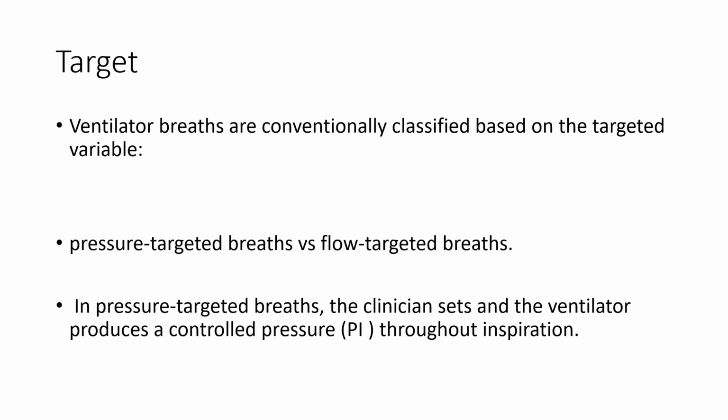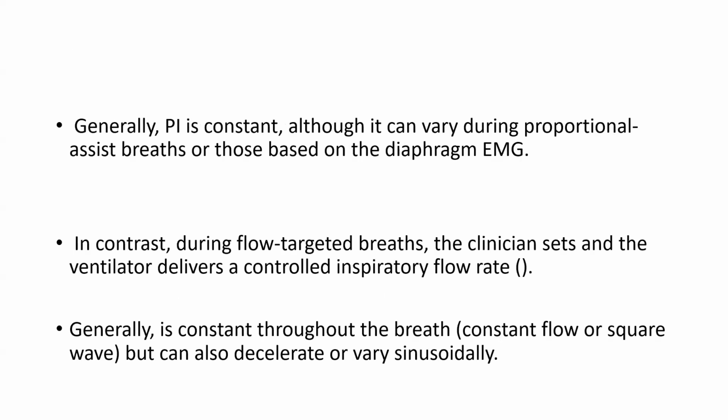The next is target. Ventilator breaths are conventionally classified based on the targeted variable: pressure targeted breath versus flow targeted breath. In a pressure targeted breath, the clinician sets the ventilator, and it produces the controlled pressure throughout inspiration. Generally, inspiratory pressure is constant, although it can vary during proportional assisted breaths and those based on diaphragmatic EMG. In contrast, during a flow targeted breath, the clinician sets and the ventilator delivers a controlled inspiratory flow rate. Generally, it is constant throughout the breath, but can also decelerate or vary sinusoidally.